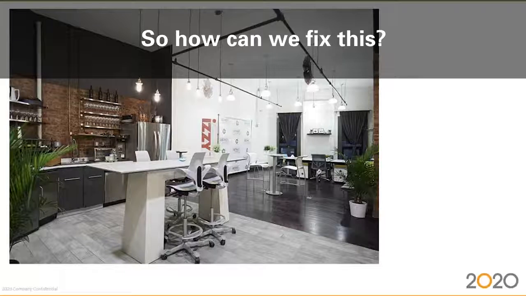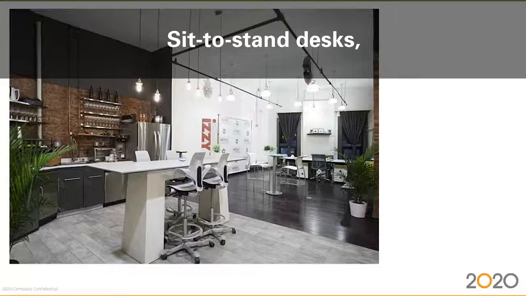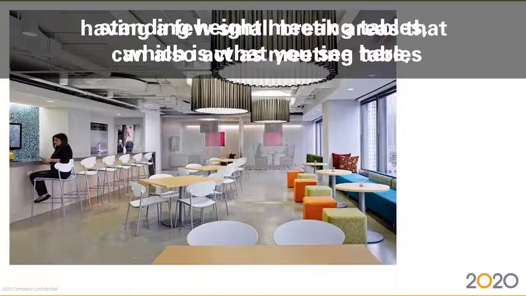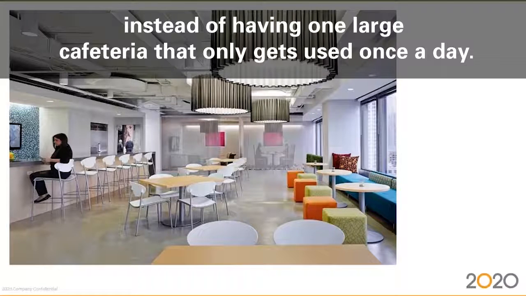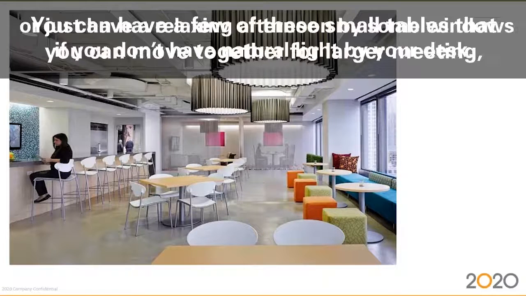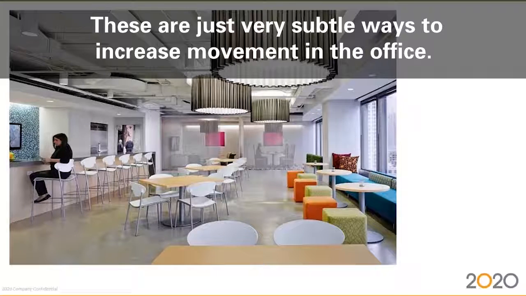So how can we fix this? Sit-to-stand desks, standing height meeting tables, which is what you see here, having a few small break areas that can also act as meeting tables instead of having one large cafeteria that only gets used once a day. You can have a few of these small tables that you can move together for larger meetings, or just have a relaxing afternoon by some windows if you don't have natural light by your desk. And so just very subtle ways to increase movement in the office.